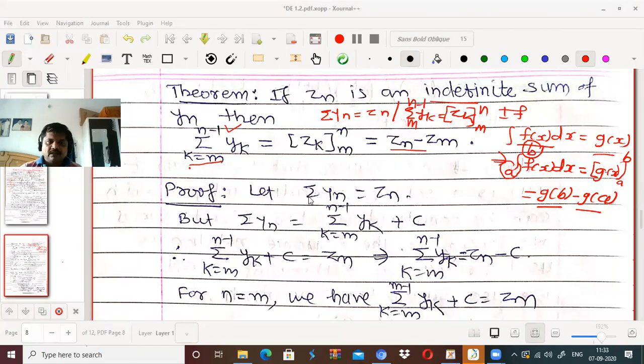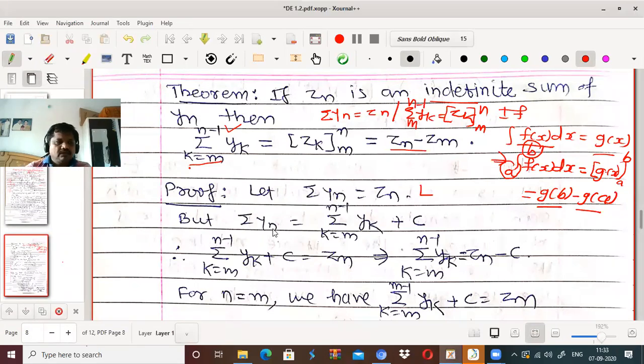Okay, now I will prove this. Given that summation of yn equals zn, therefore summation of yn is equal to the sum over k from m to n minus 1 of yk plus c. This we have already seen.